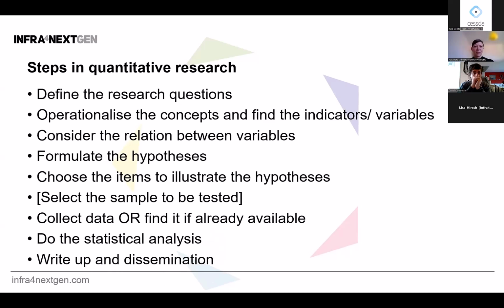So here are the steps that I just described about quantitative research. Basically, we define the research questions. We talked about this. We operationalize the concepts and find the indicator variables. We consider the relationship between the variables. We formulate our hypotheses and choose the items to illustrate them. And then we move on to collecting the data or finding the data that is already available, doing the stats analysis, and writing up and dissemination.